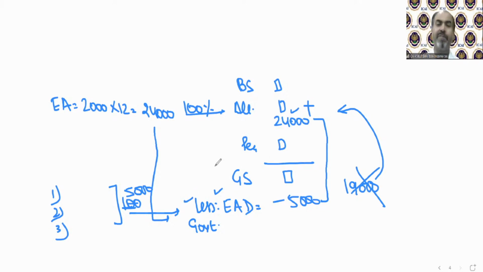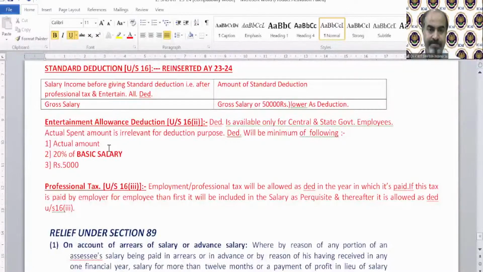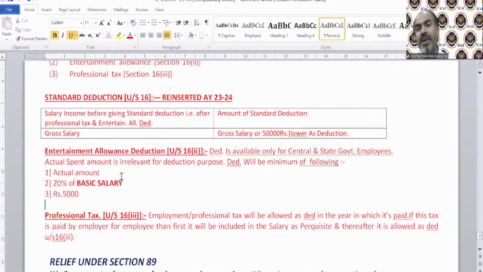and then claim the deduction if applicable. How will we find the deduction? The format is over here. That is the actual amount, 20% of only basic salary, and 5,000 rupees. The lower of these is going to be deducted as a deduction out of the gross salary. Professional tax, if it is given in the question, also needs to be deducted.